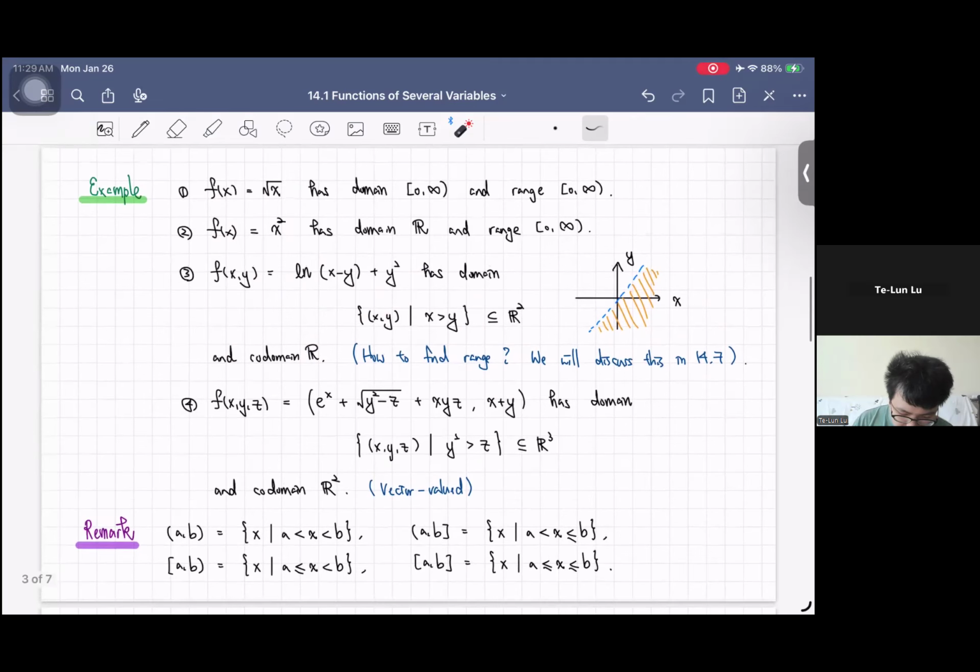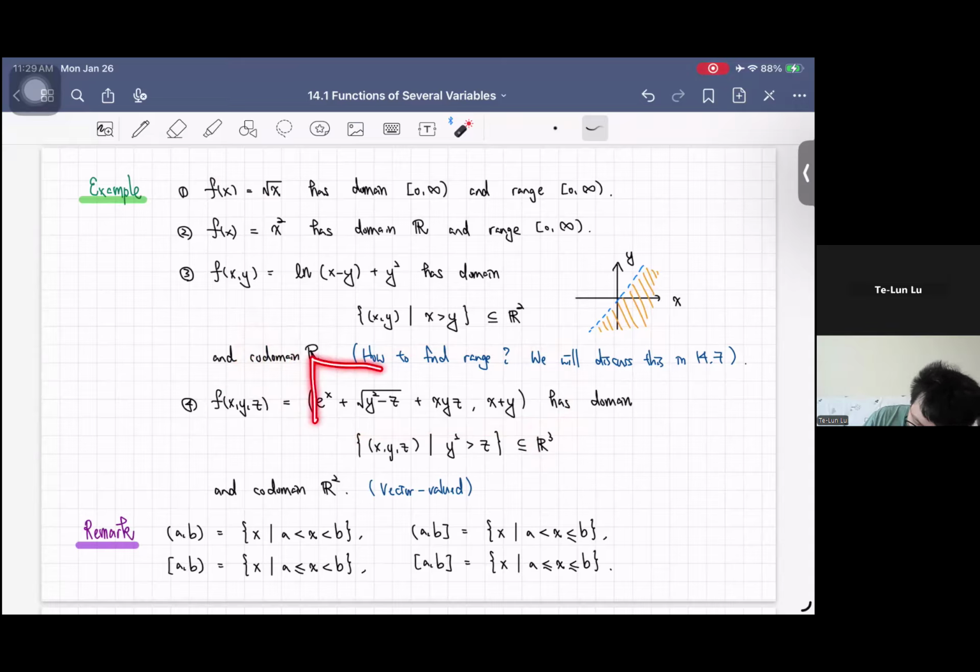Okay, so now for the fourth example, I'm trying to write this kind of complicated example. You have three variables, right? So the domain will belong to R3. There are three different variables, and I define this thing.